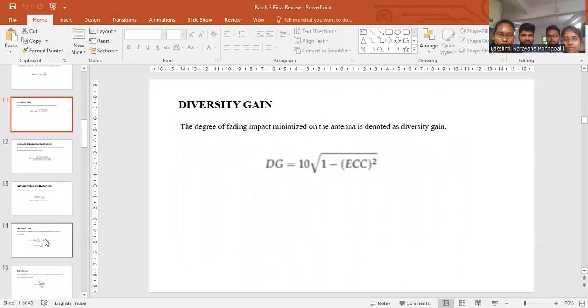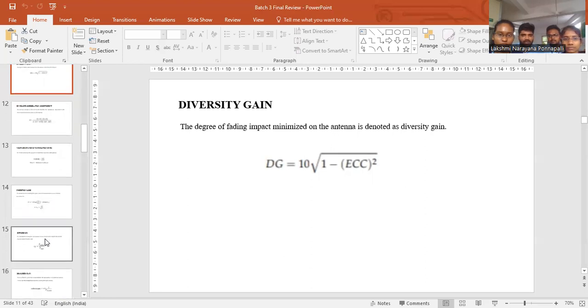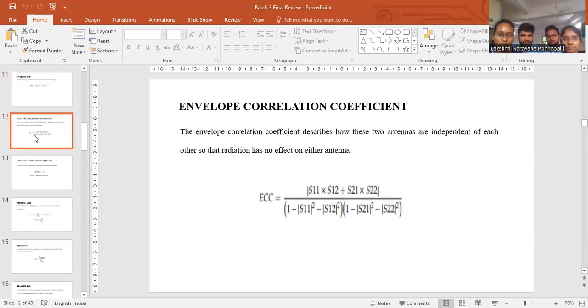Diversity gain. Fading effect will occur, and diversity gain addresses it. Fading means noise in the atmosphere or from external signals. We have to remove that fading effect, so we use diversity gain. Next one is envelope correlation coefficient. It is the radiation pattern of one antenna that depends upon itself and does not impact the radiation pattern of the other antenna. That is called the correlation coefficient.